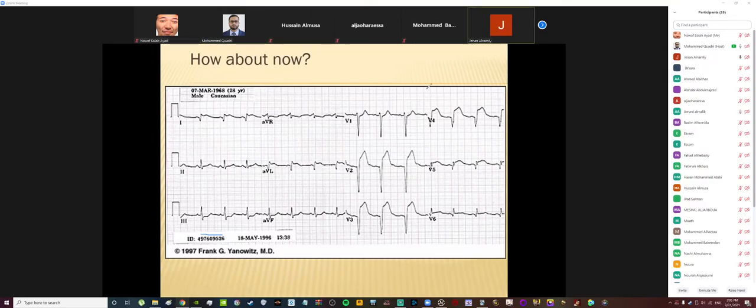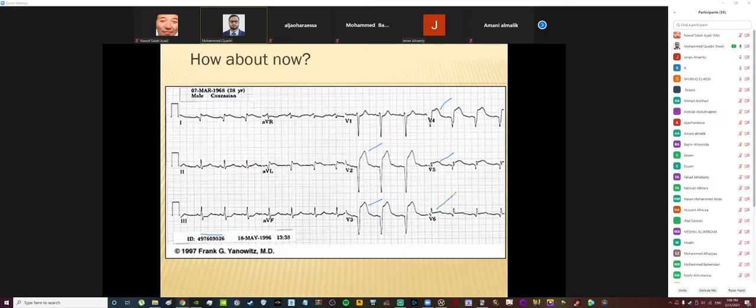V2 and V3. V4. Somebody is telling V2 and V3, V3, V4 also someone is mentioning. Anywhere else? V5, V6. Sorry? V5 and V6. V5, V6. V6 also someone is telling.